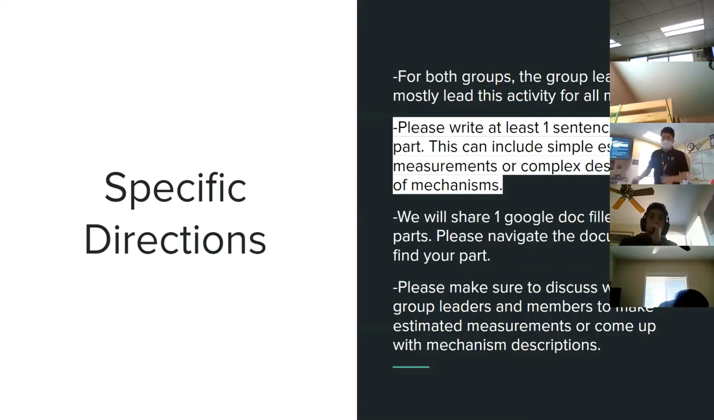So the group leaders, for who's in this meeting and who's not, or who's just watching the recording, please make sure to get that document and explain it to students who don't understand it yet. Maybe send them a link to this lecture, but that's basically it. We'll share one Google Doc. So it's not multiple Google Docs, it's just one Google Doc filled with all the parts. And please make sure to discuss with your group leaders and members to make estimated measurements.